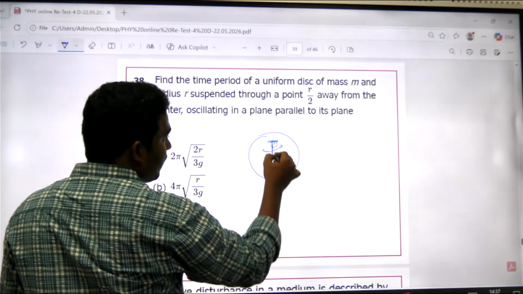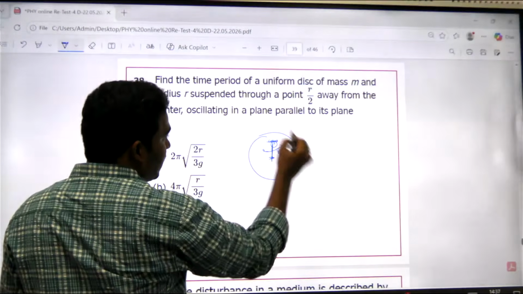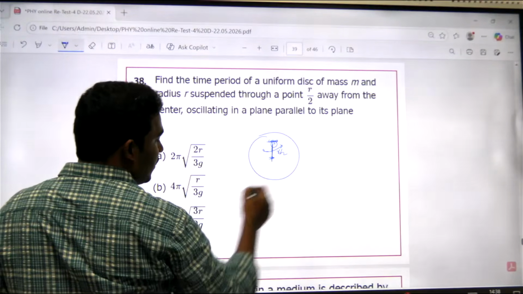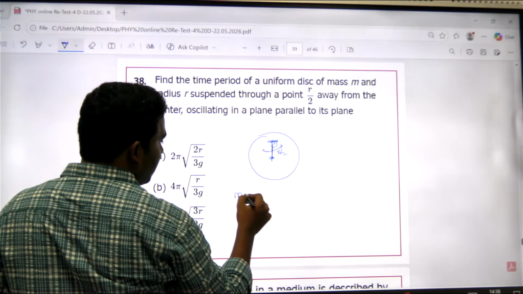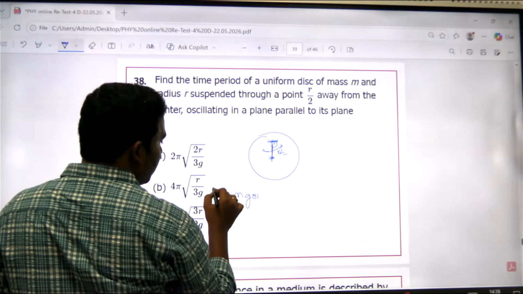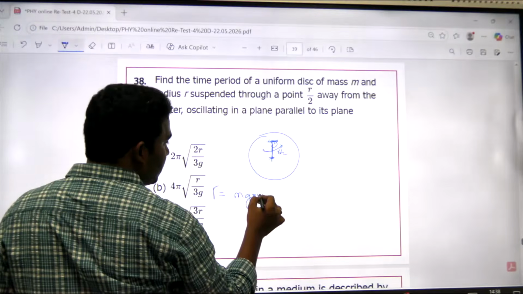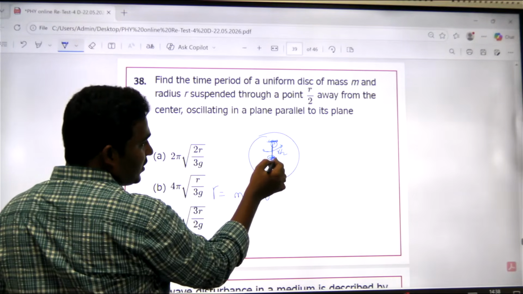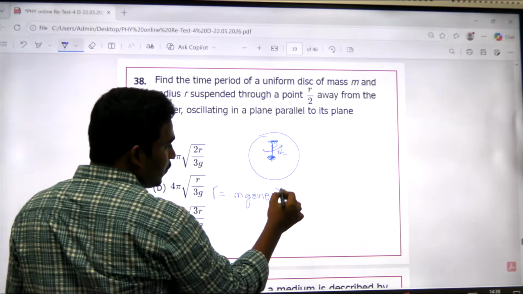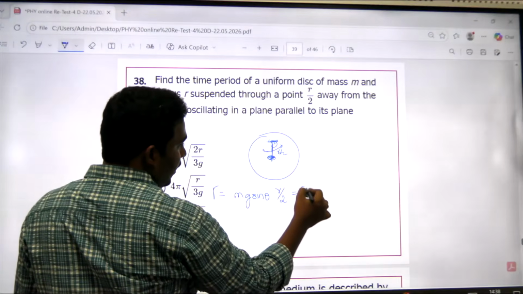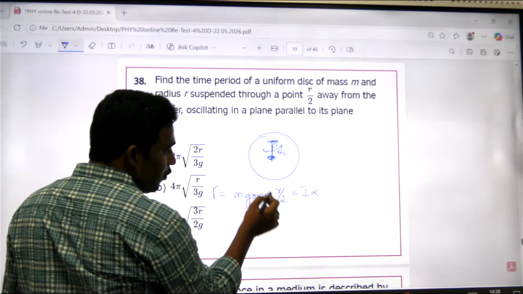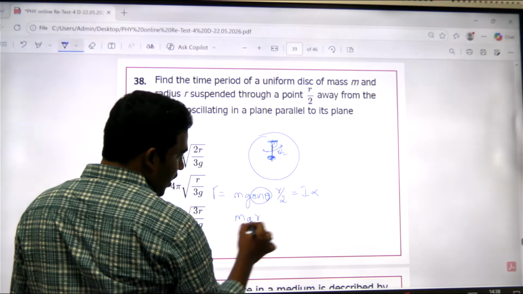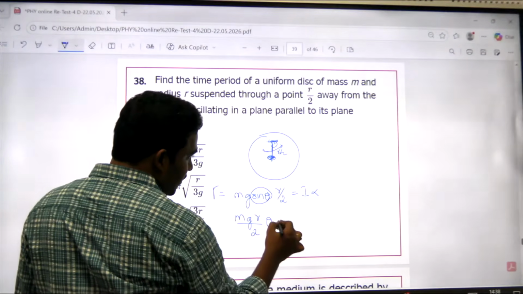And what is the distance from the center? The distance from the center is r by 2. So what is the time period? The resultant torque is mg sine theta into r by 2, since the total mass acts at the center. That has to be equal to I into alpha. Since the angle is small, sine theta will be theta. So it is mg into r divided by 2 into theta, which is equal to I alpha.